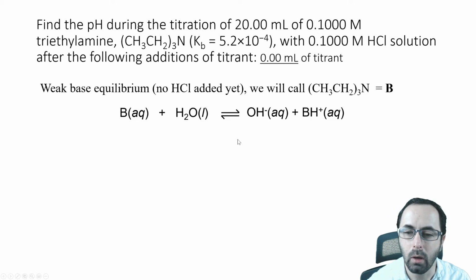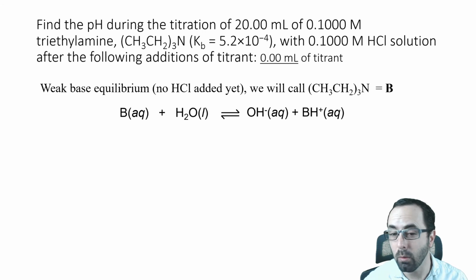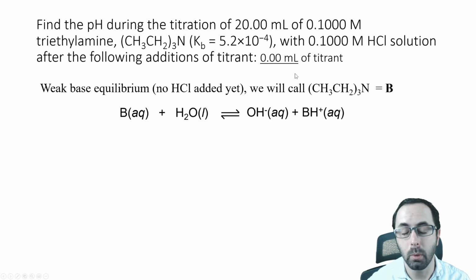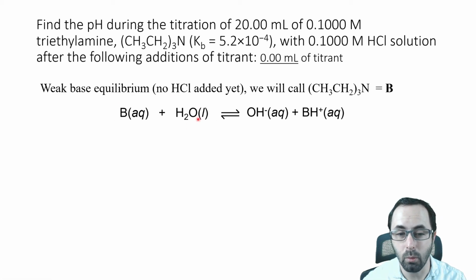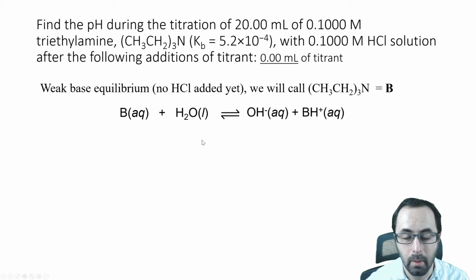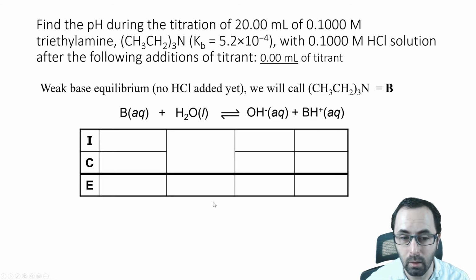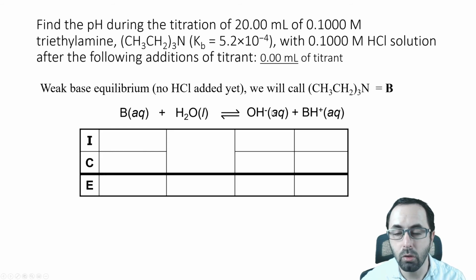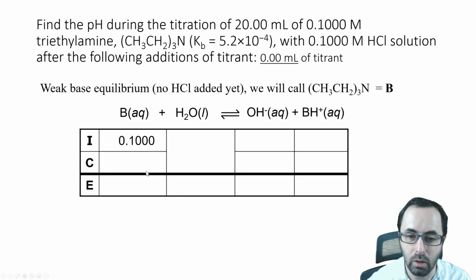So now we are ready to make an ice table. We'll go straight to equilibrium. Again, we haven't added any strong acid, so we don't have the first step where we do a stoichiometry of the neutralization, because no neutralization has happened. All we've got is the weak base in water. And so we're going to set up an ice table now to evaluate this equilibrium. We're given an initial concentration of the base. It is 0.100 molar, so we're going to put that in right here for the initial concentration of the base.